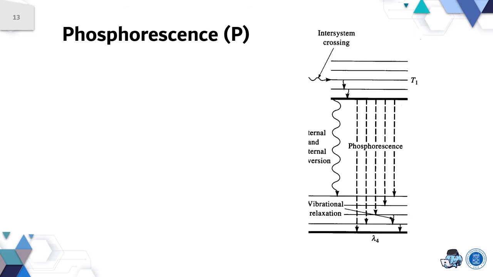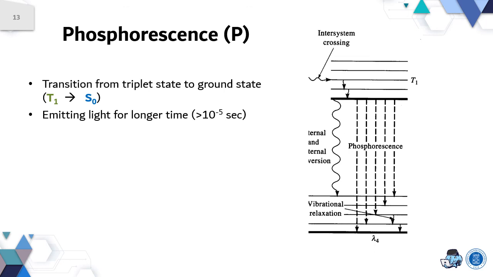Okay, then how about phosphorescence? Phosphorescence is a transition from the triplet state to the ground state, so T1 to S0. It emits light for a longer time, more than 10 to the power minus 5 seconds. Like the stars in your room, it will last for almost 1 hour or maybe a couple of hours. And if the radiation stops, the phosphorescence may still occur, like what happens with your phosphorescent star. When you turn off the light, it will still emit light.